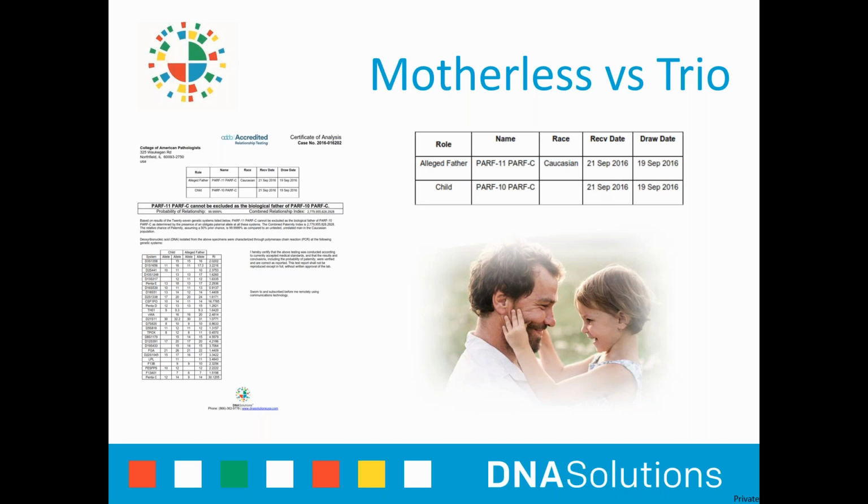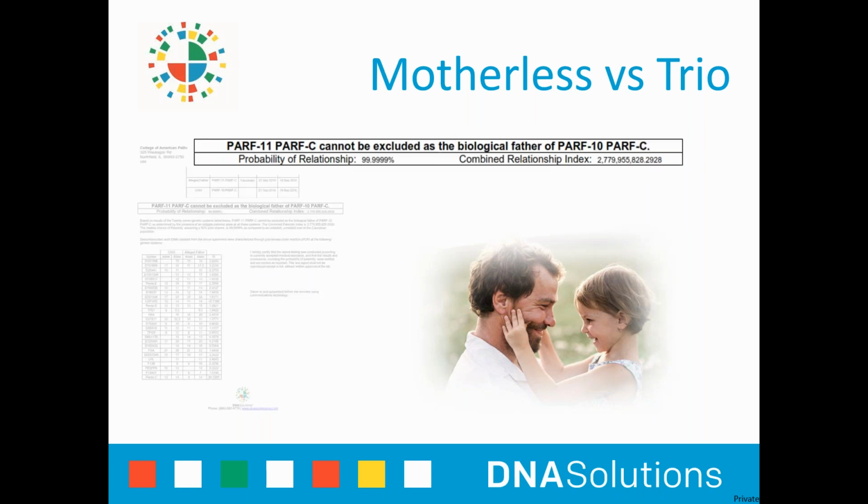About 3/4 of our testing is paternity. And here's an example of a regular 2-person paternity test with a report that we generated. It's a father-child test. We ran the markers and got a great result. The relationship index is in the billions in this case, and we have a probability of 99.9999. Nice inclusion. Clients are happy. Everybody's happy.